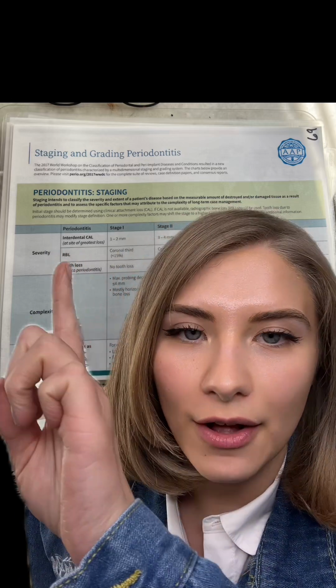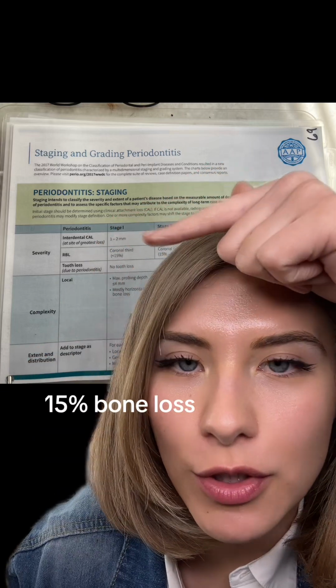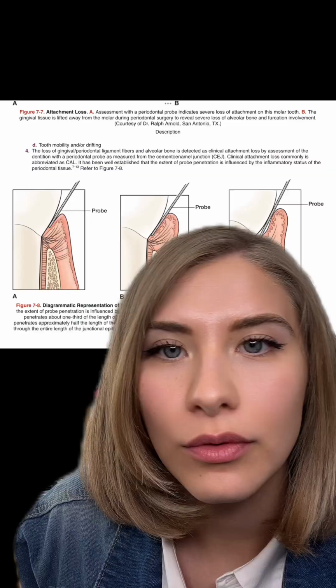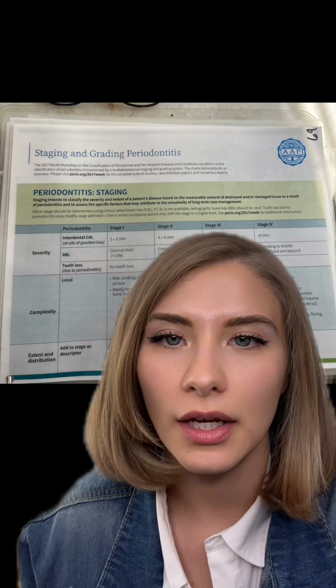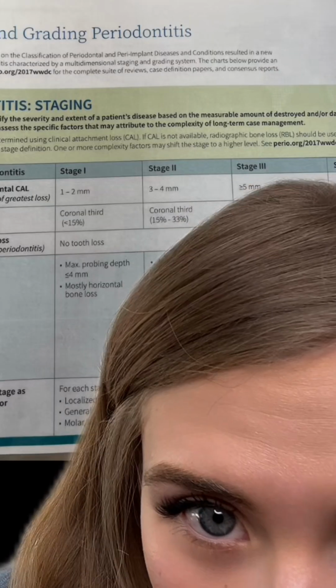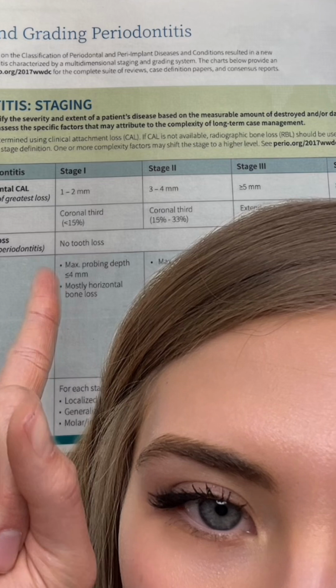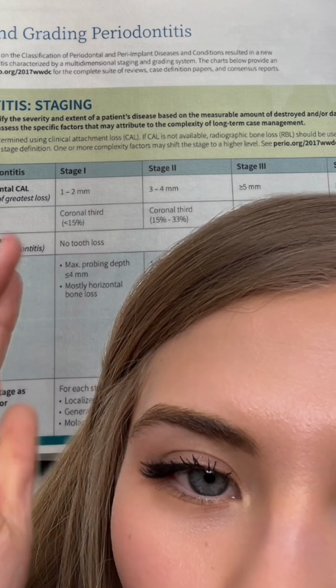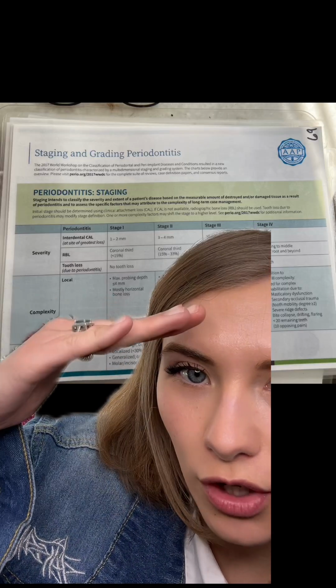For staging, stage 1: interdental CAL of 1 to 2 millimeters. Bone loss is going to be at the coronal third, right here. You're mostly going to see it in the PDL area. And for stage 1, there should be no tooth loss. Now the complexity, because we just talked about severity: a max probing depth of less than 4 millimeters, mostly horizontal bone loss, straight across.